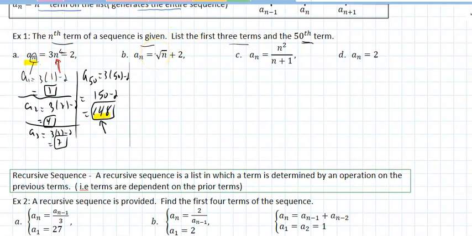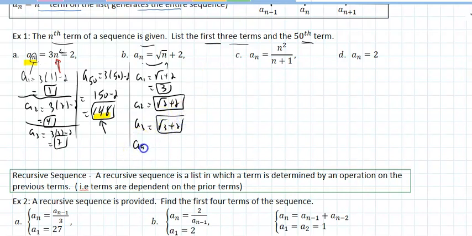Same deal on part B. I want to find the first 3 terms. The first term, throw a 1 in there. That is simply 3. A sub 2, throw a 2 in there. That's radical 2 plus 2. Well, that's what it is. A sub 3, radical 3 plus 2. Well, that's what it is. And a sub 50, that would be radical 50 plus 2. If you simplify, that's 25 times 2. That's 5 radical 2 plus 2. There it is.